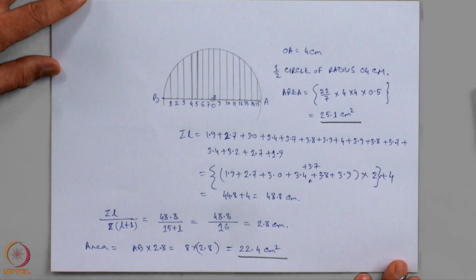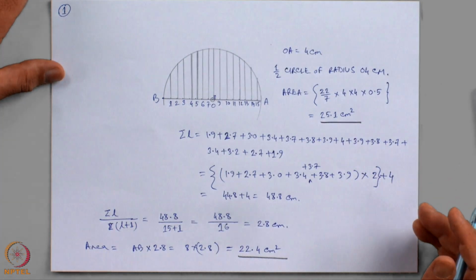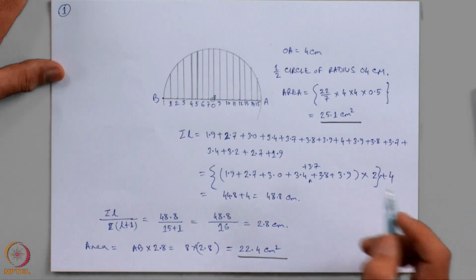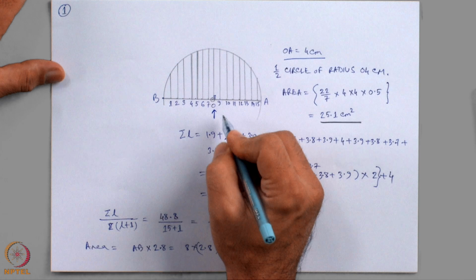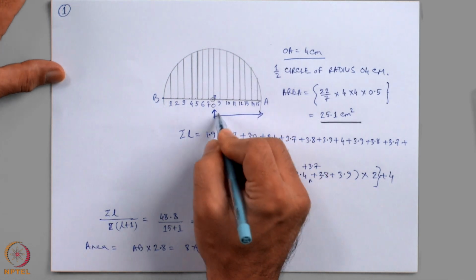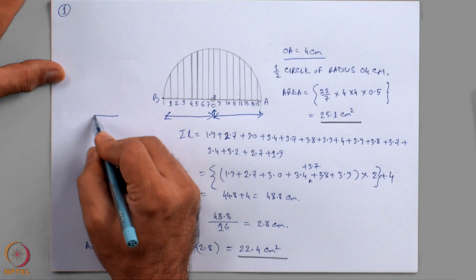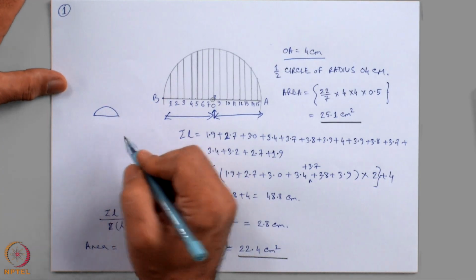Let us try to see whether the formula that we have used to calculate the area of irregular geometry can be applied on a half circle of radius 4 centimeter. I have taken O as the center and OA as the radius or OB as the radius, and a half circle has been drawn. How much is the area of this half circle?